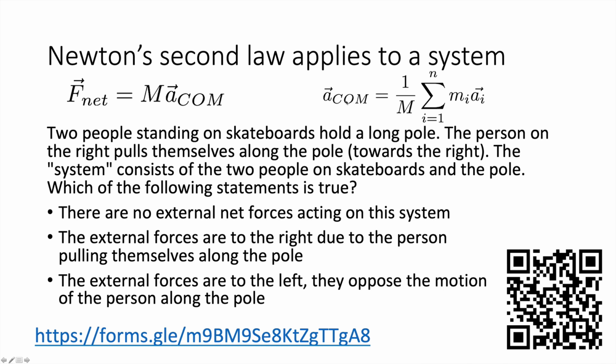And so the acceleration of the center of mass of the system is equal to 1 over the total mass of the system times the sum of all the masses of the little components times their acceleration.